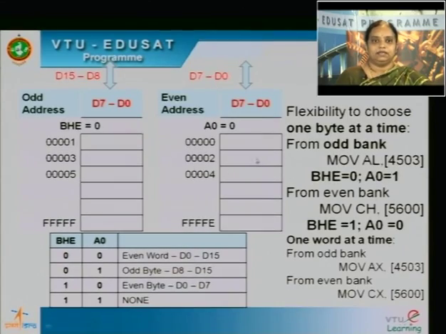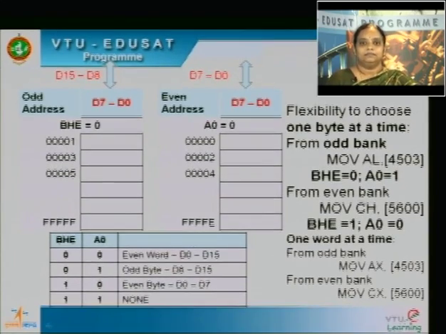I don't need the even bank, so make BHE equal to 0. So the data from the odd address or bank or memory bank will be put on the data lines. The data lines are D8 to D15. We also have flexibility to read 1 byte of data from an even bank.